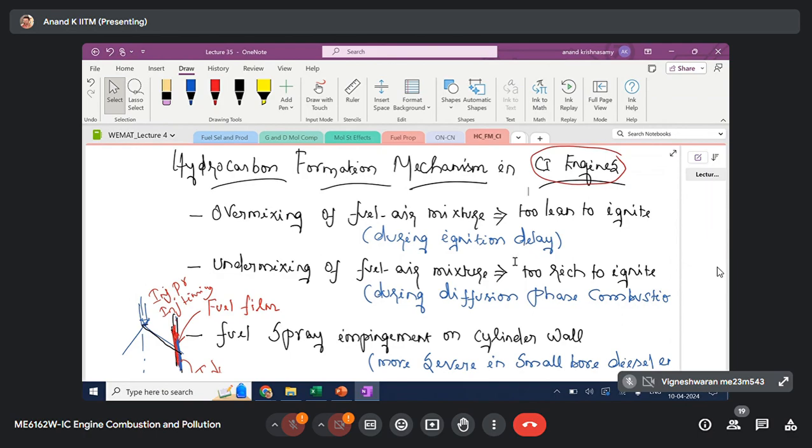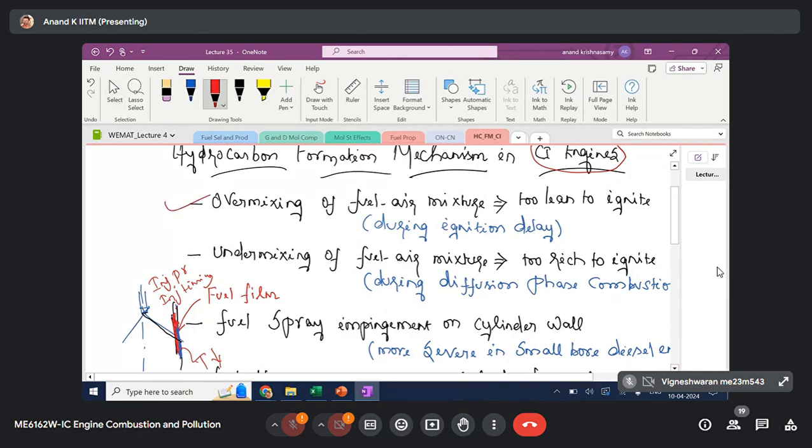Sometimes we also use aftertreatment control to reduce the level of HC in the CI engine. Based on the engine type and operating condition, HC levels may not comply with the current emission mandate, so you may have to control them using some additional devices also. Thus, it is important to understand the mechanism behind HC formation in a CI engine. So that's what we are looking at here.